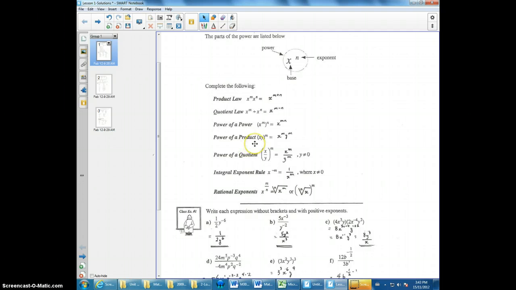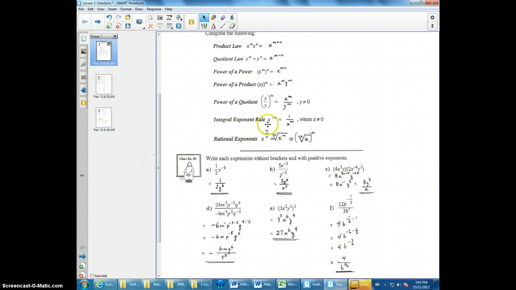And the power of a product: if you have a product raised to a power, it's x to the m times y to the m. And power of a quotient is x to the m divided by y to the m. So if you have a power on a fraction, it goes to both the numerator and the denominator.